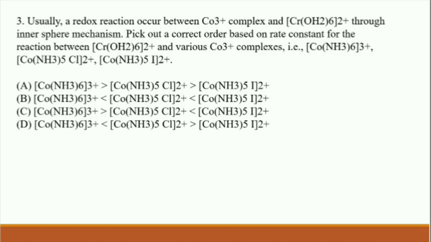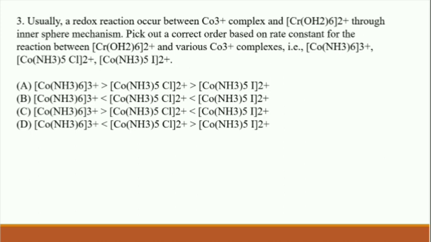Third question, usually a redox reaction occurs between cobalt 3 plus complex and Cr(OH2)6 2 plus through inner sphere mechanism. Pick out the correct order based on rate constant for the reaction between Cr(OH2)6 2 plus and various cobalt 3 plus complexes, that is Co(NH3)6 3 plus, Co(NH3)5Cl 2 plus, Co(NH3)5I 2 plus. So I have already uploaded a video on inner sphere mechanism, and in that video I explain the rate order.